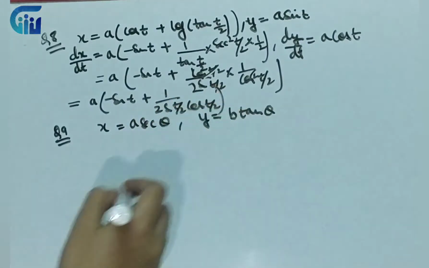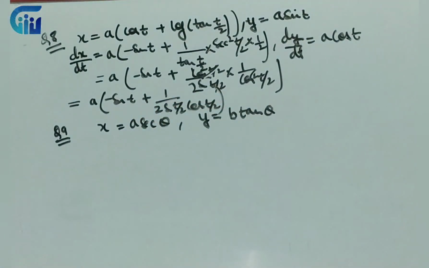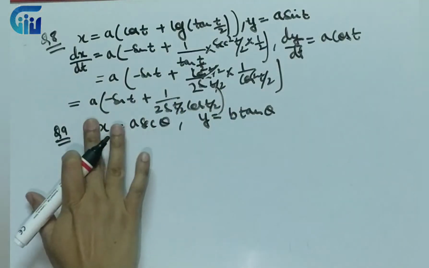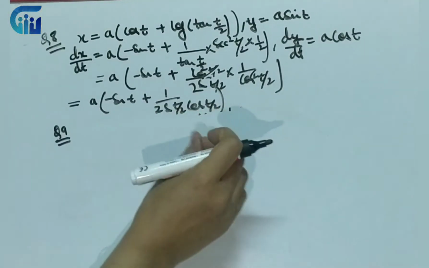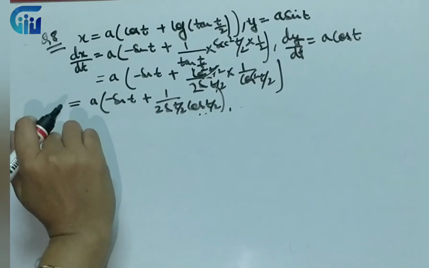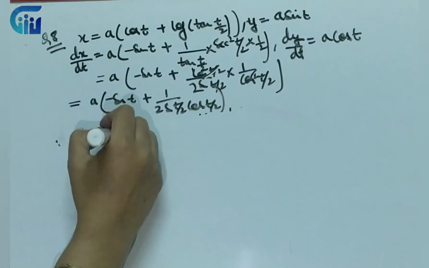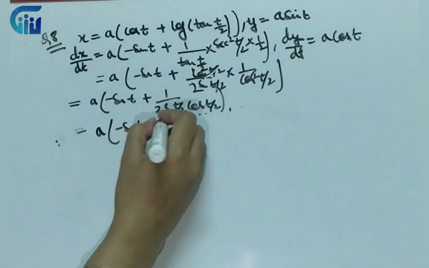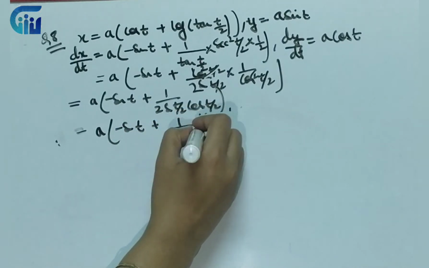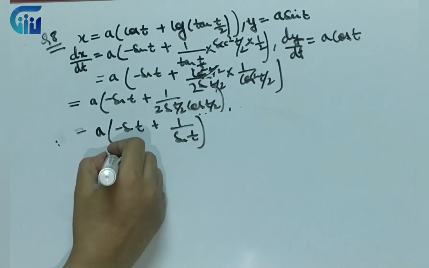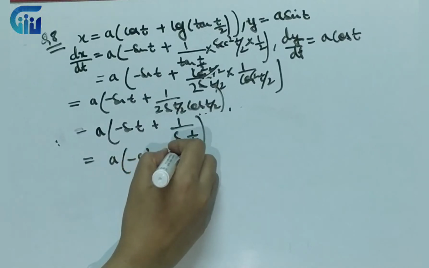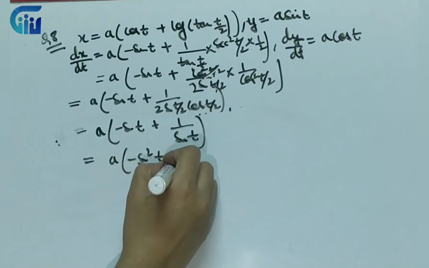So this is formula of what? This is the formula of, I'll just rewrite it again. So this is the formula for, we know is sine 2a, so it will be sine t. So again, if I take LCM, this will be minus sine square t plus 1 upon sine t.